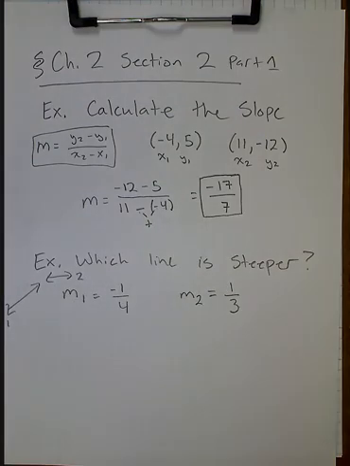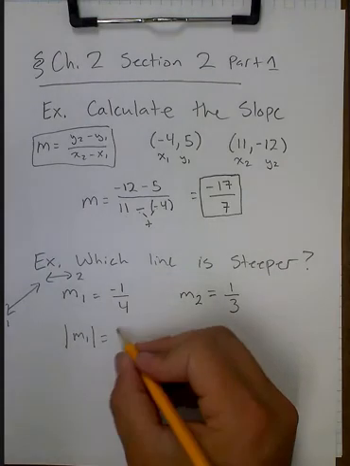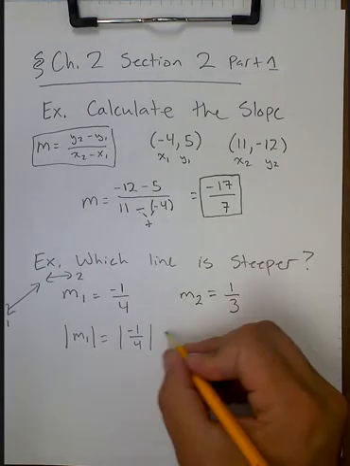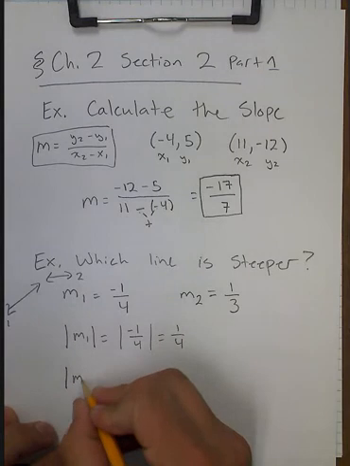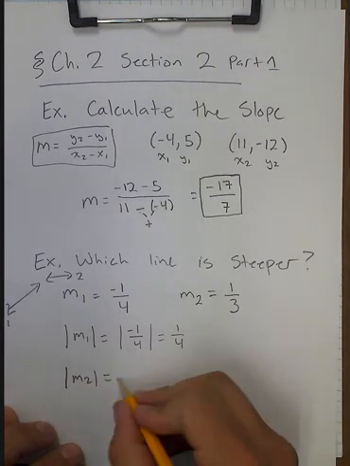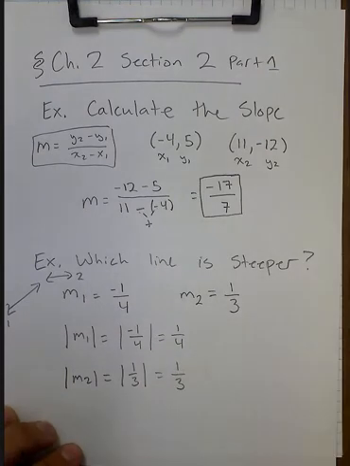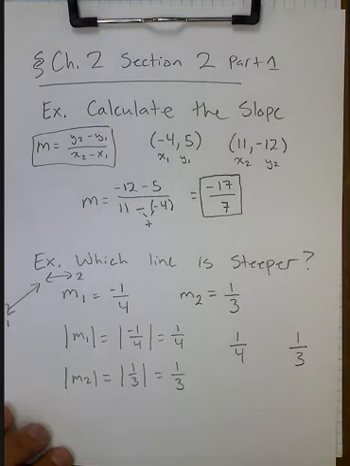Want to know which line is steeper? The way you do this is by examining the absolute value of both the slopes. So the absolute value of m1 is equal to the absolute value of -1/4. The absolute value of -1/4 is positive 1/4. Absolute values are always positive. Okay, it represents distance along the number line, and distance is always positive. And then we have m2, absolute value, is equal to absolute value of 1/3, and the absolute value of 1/3 is 1/3.